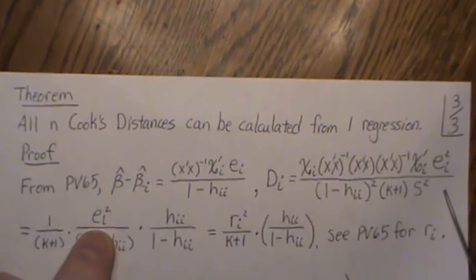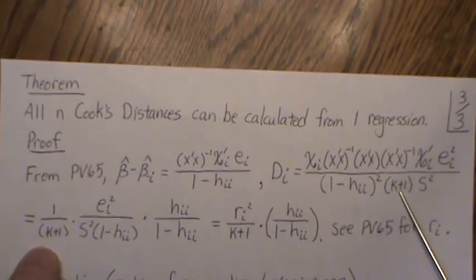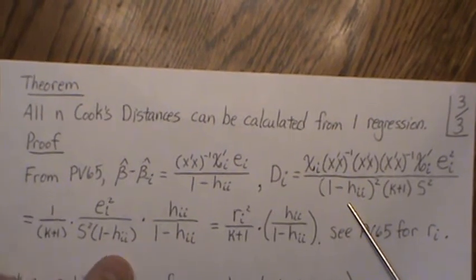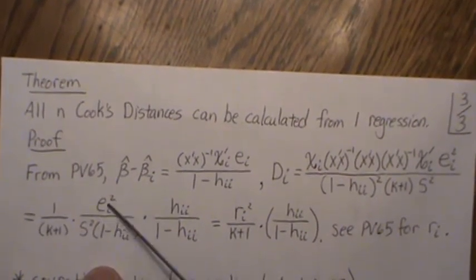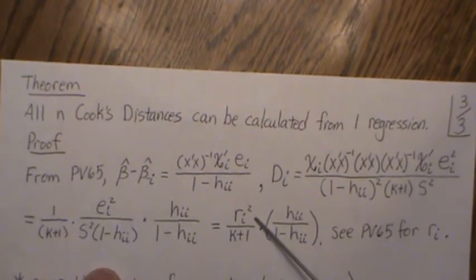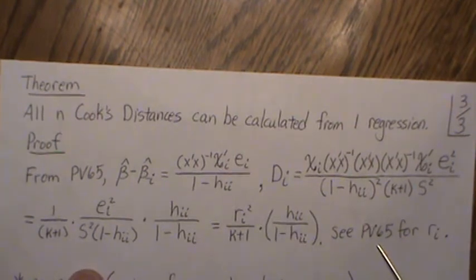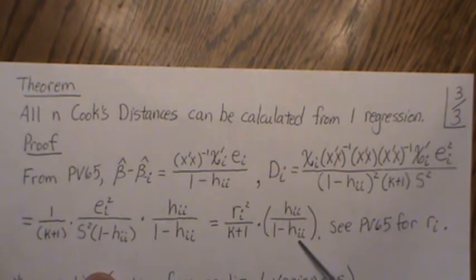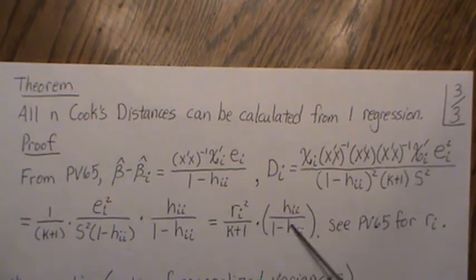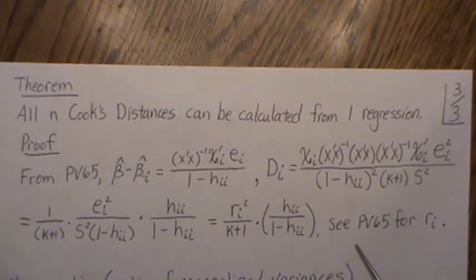We have the residual squared, and then in the denominator we have k plus 1, we have s, and we break that into two, because this right here is what we call the internally studentized residual, and we covered that in one of the earlier videos. I want to say 64, 65, I don't really remember. Oh, 65. And so we have k plus 1, but all of these values can be calculated from one regression no matter what i we use, and so that's kind of neat there.